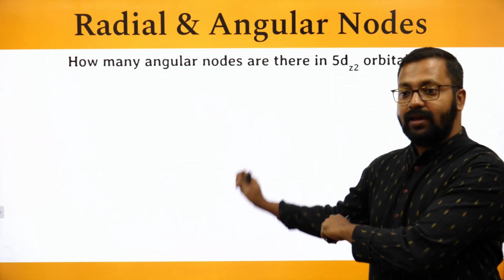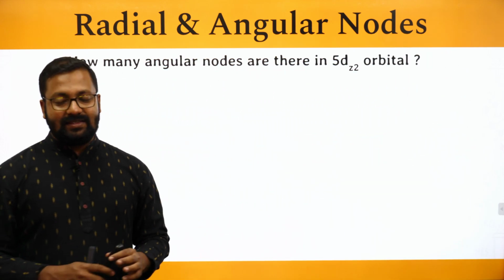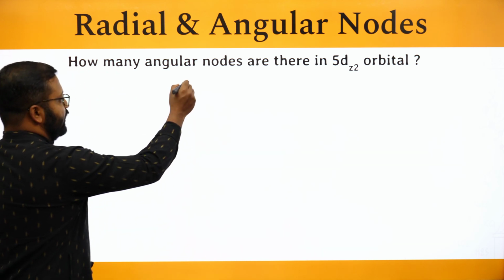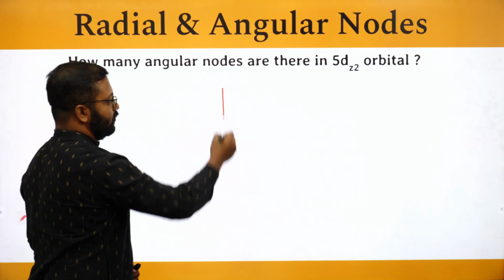This is a small question for you guys. Try to identify how many angular nodes there are for a dz square orbital. A dz square orbital will look something like this, and this is a small homework for you.